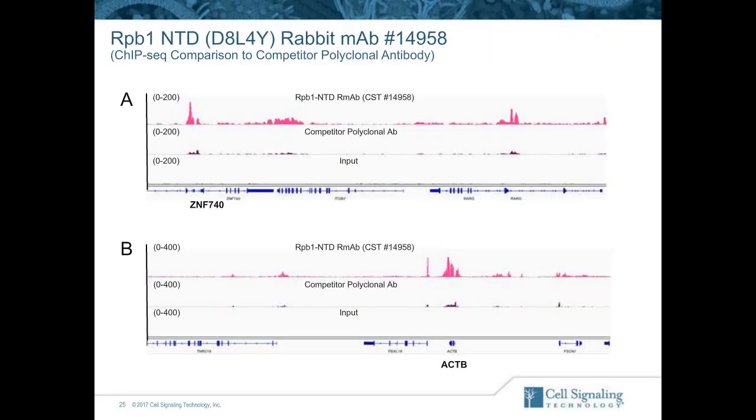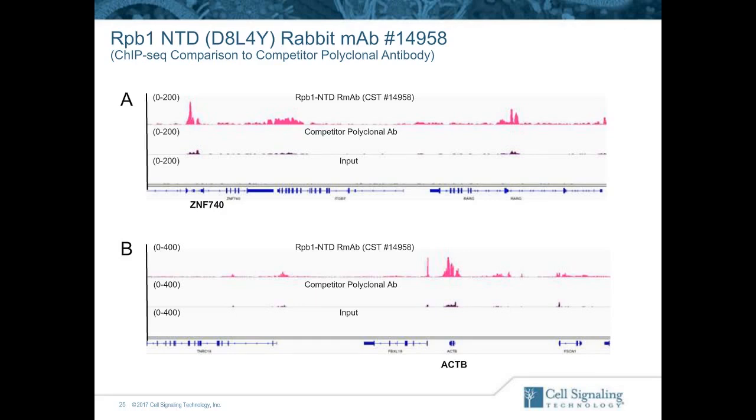The next slide shows a rabbit mono that we have against RNA polymerase largest subunit, RPB1, the N-terminal domain. This antibody is used to look at total RNA polymerase binding across the genome, as the N-terminal domain does not contain a lot of the phosphorylation modifications that the C-terminus contains. And so again, we're looking at enrichment of RNA polymerase using our RPB1 rabbit monoclonal antibody and the competitor polyclonal antibody. This is a leading polyclonal antibody that is used quite often for ChIP and ChIP-seq.